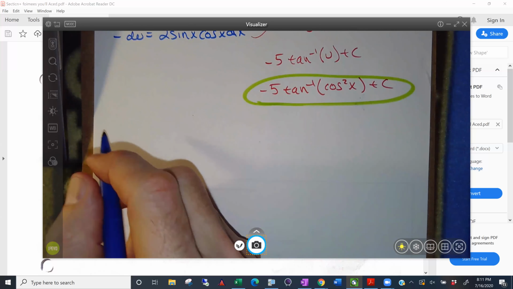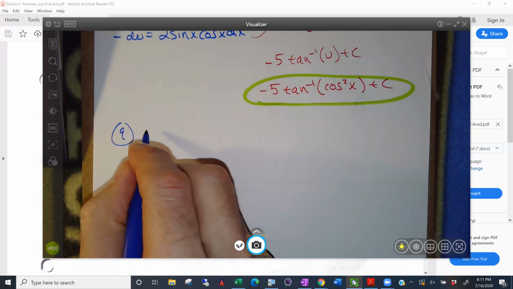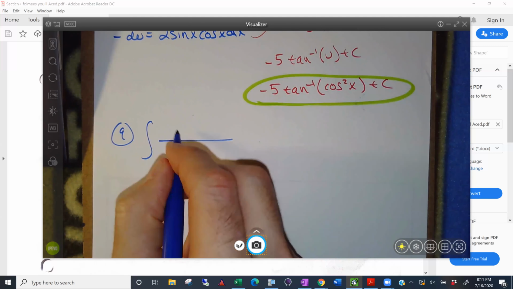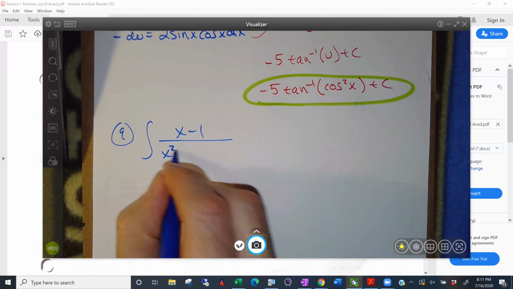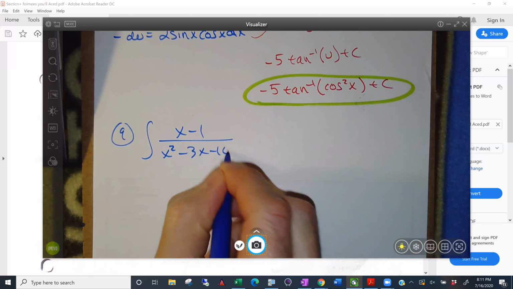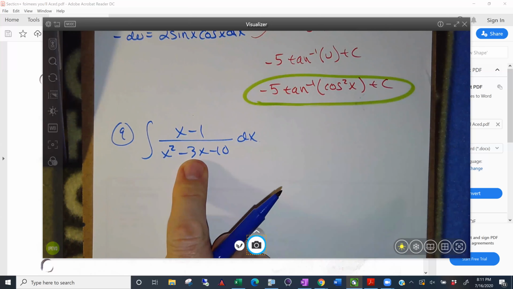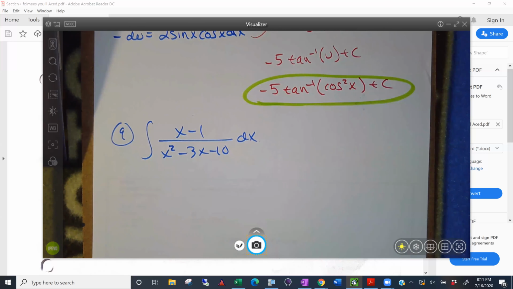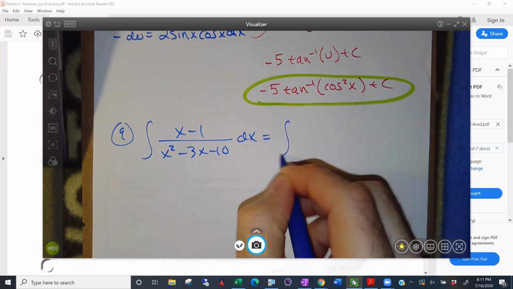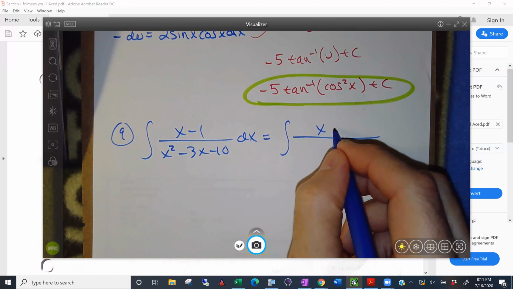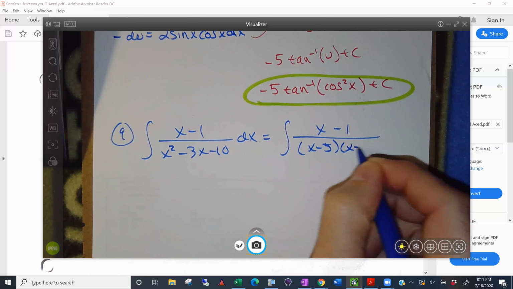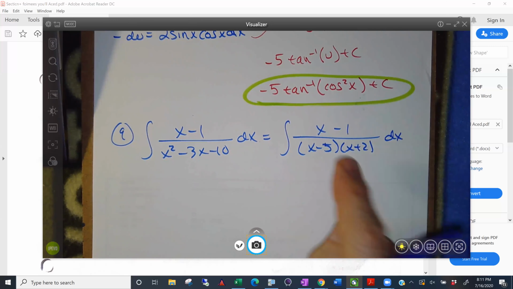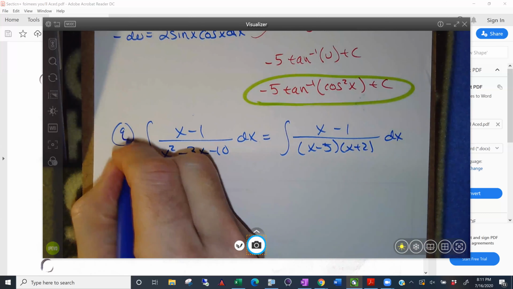All right, so spoiler alert, we're not actually going to do this one out, but just kind of a reminder. The integral of x minus 1 over x squared minus 3x minus 10 dx. If you see something like this, a rational function, especially if the denominator factors pretty easily, then you might start thinking partial fractions. And I hope that you're pretty good at that one. So that's actually problem number 8 for us.